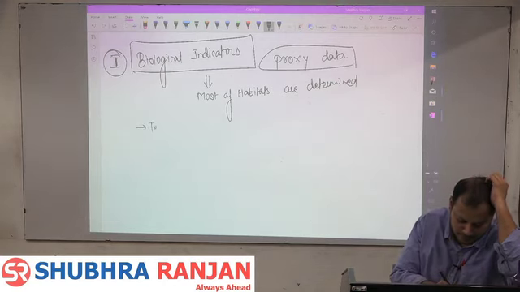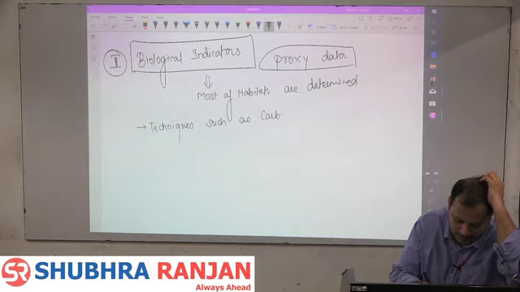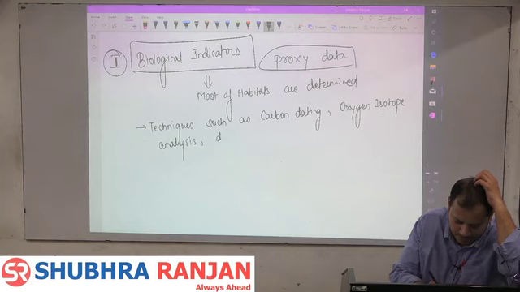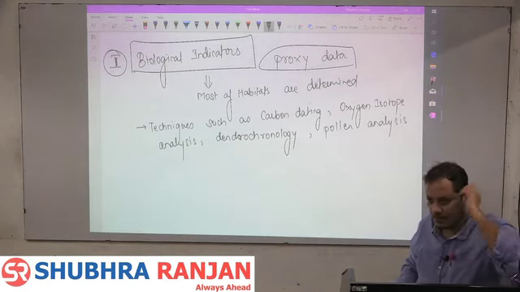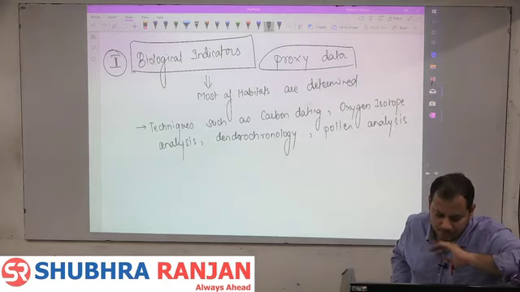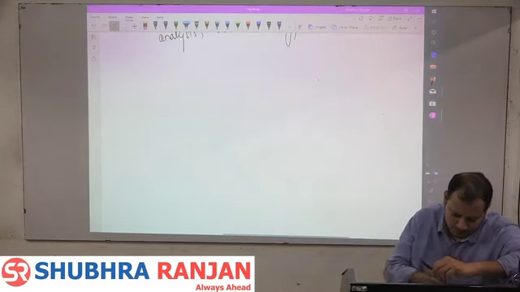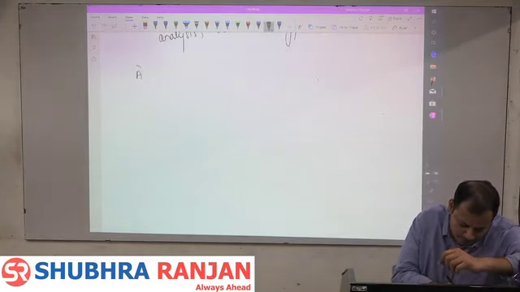Next point. Techniques such as carbon dating, oxygen isotope analysis, dendrochronology, pollen analysis, are used. Next, they fall under two broad categories.